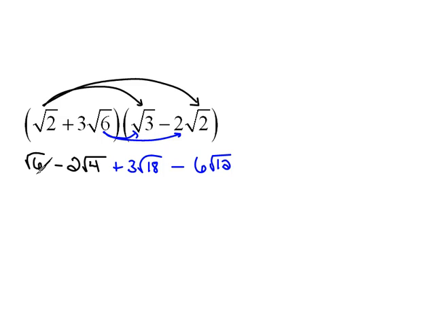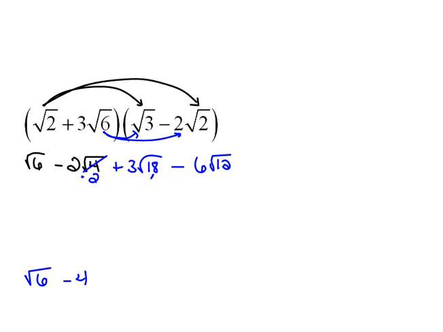The square root of 6, well, we can't do anything with that. It's just the square root of 6. I'm going to write it down here so I have some room. Now here, we can take the square root of 4. The square root of 4 is 2. So now we have minus 2 times 2, which is minus 4.